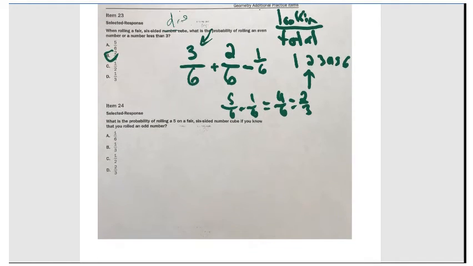Okay, question number 2. You add 6 to both sides, you get 11. If you subtract 6 from both sides, you're going to get negative 11.